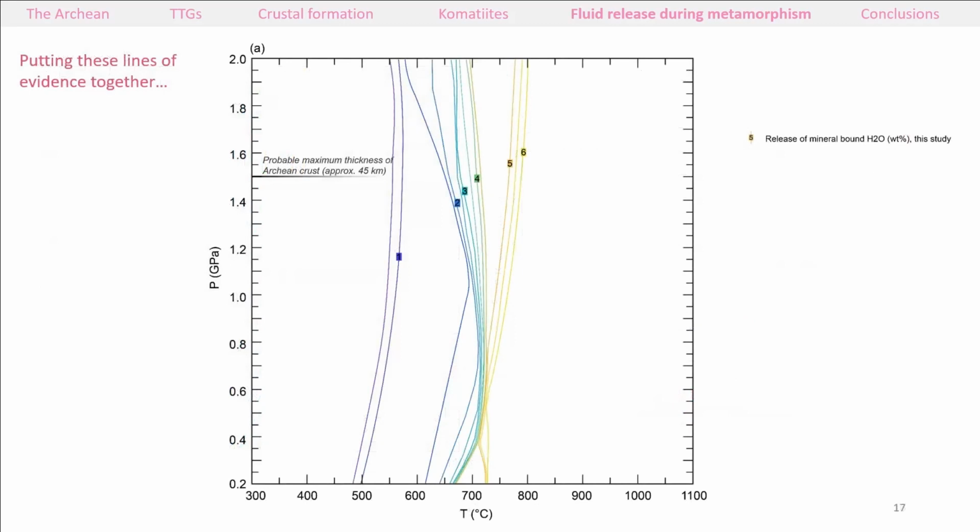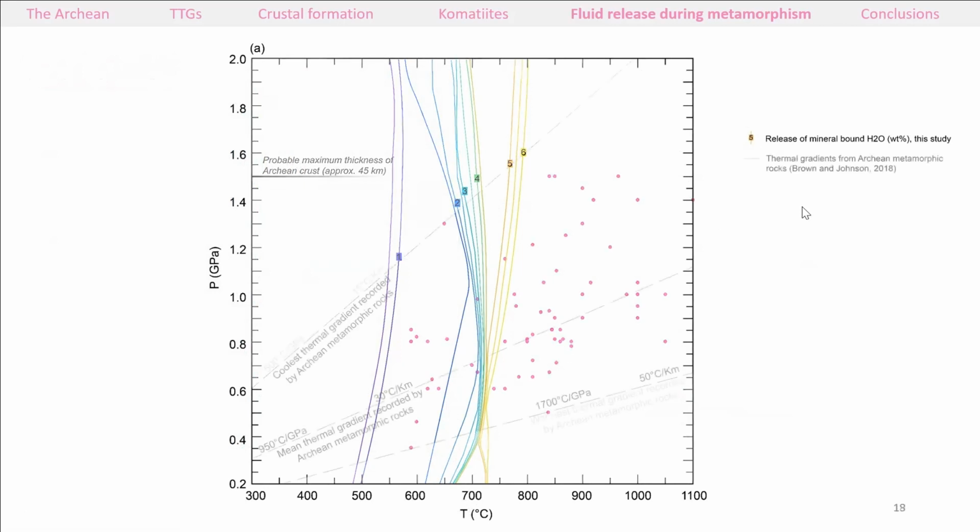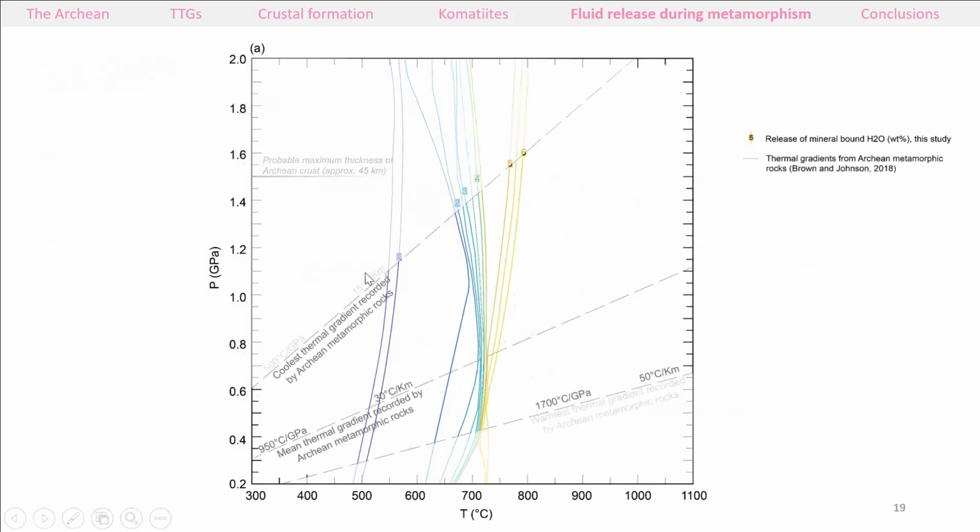So just to put all that information together, this is the same phase diagram as before with the release of water in weight% from this study. These are the PT points from Mike Brown and Tim Johnson's database from the Archean. I wanted to ask, in the Archean, what were the crustal conditions of metamorphism? They fall somewhere in this realm. So just to constrain that into this section of the diagram.